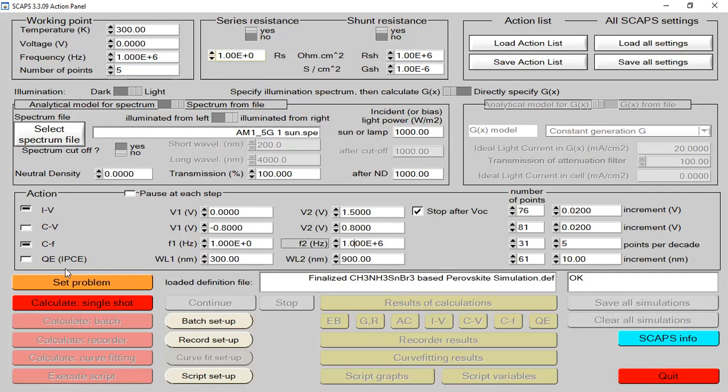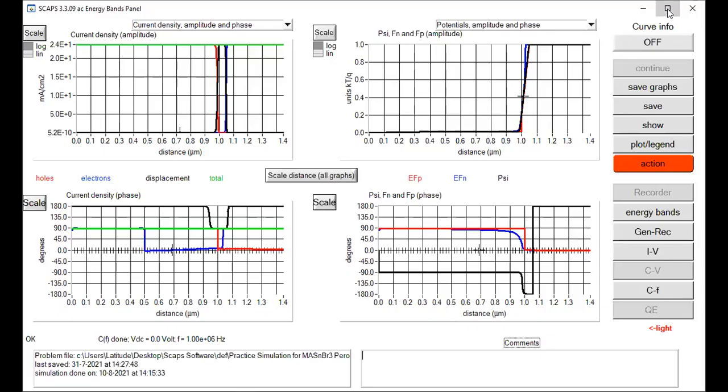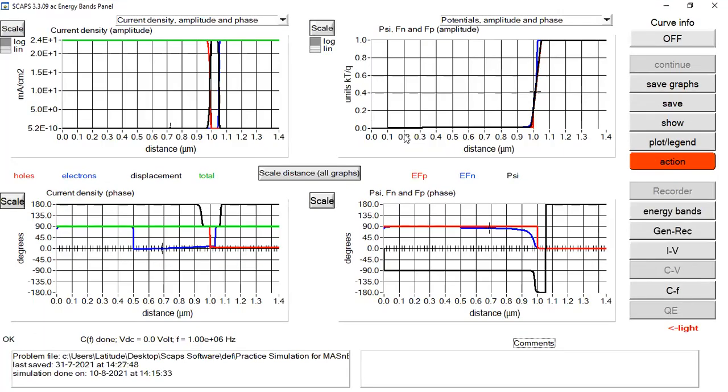Okay, next I'm going to start my computation. I'm going to start my simulation. I need to click over calculate single shot. We need to wait while the computation is being carried out. Then I can conclude what the effect of lower input frequency and higher input frequency is. Okay, my computation has been completed. Now I need to show you what kind of relationship and graphical representation we are getting from CF analysis.